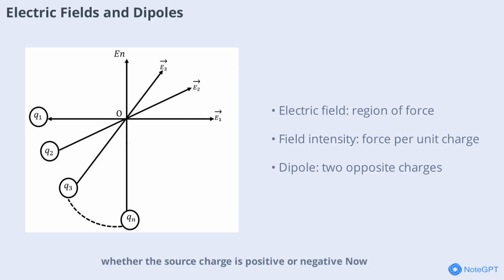Now consider an electric dipole, which consists of two equal and opposite charges separated by a small distance. The dipole moment, a vector quantity, points from the negative to the positive charge and is calculated as the product of one charge and the distance between them. Dipoles are important in understanding molecular behavior and the effects of electric fields on matter. The torque experienced by a dipole in a uniform electric field causes it to align with the field, a concept that has practical applications in physics and chemistry.